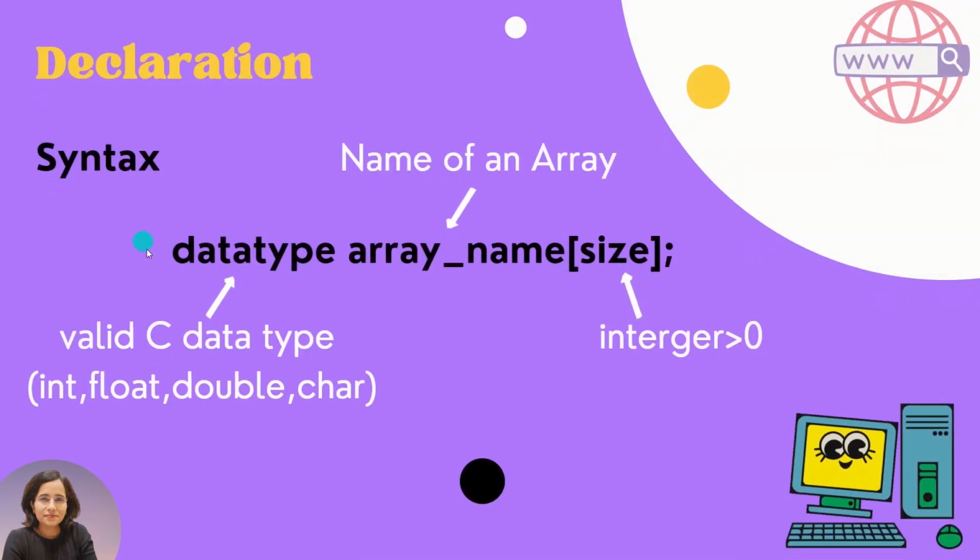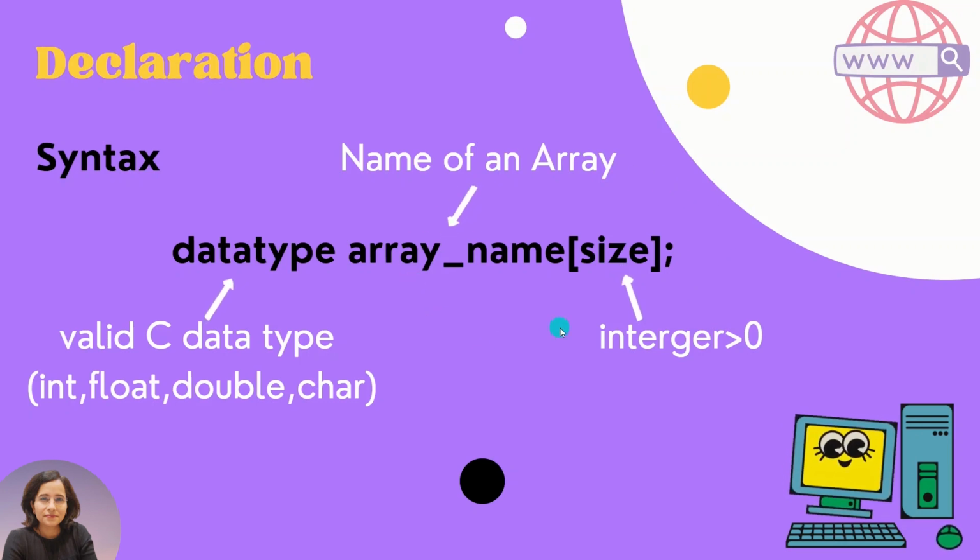Next, we will see how to declare an array. First, we have to mention the data type. It can be a valid data type: integer, float, double or character. Then we have to mention the name of the array. We have to follow all the rules to design an identifier. Then we have to specify the size of the array in square brackets. The size can be an integer number which should be greater than 0, followed by a semicolon.